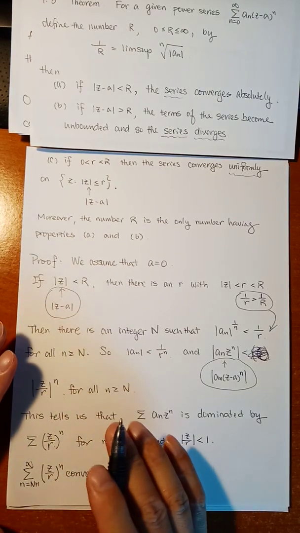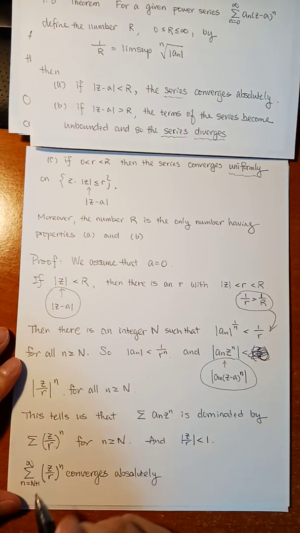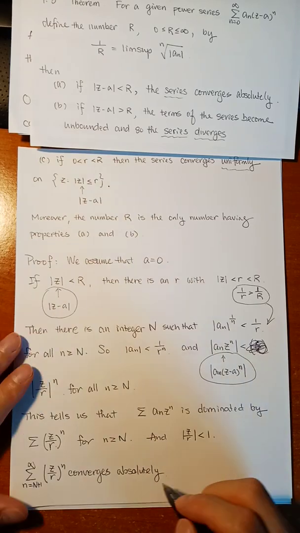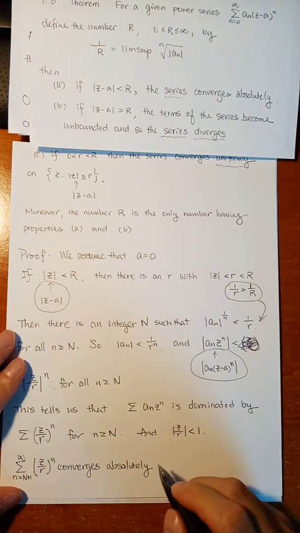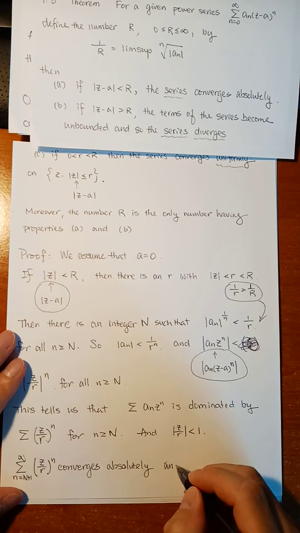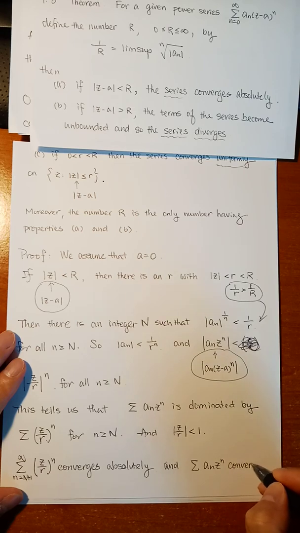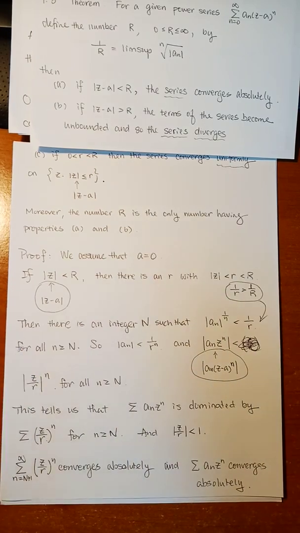This z does not represent an arbitrary complex number. It's just a single complex number. So this is a series of numbers, not a power series anymore. Power series usually that z represents a variable. Now it's not a variable. So this converges absolutely, and a sub n z^n converges absolutely. Right? So it's the comparison test, the direct comparison test.